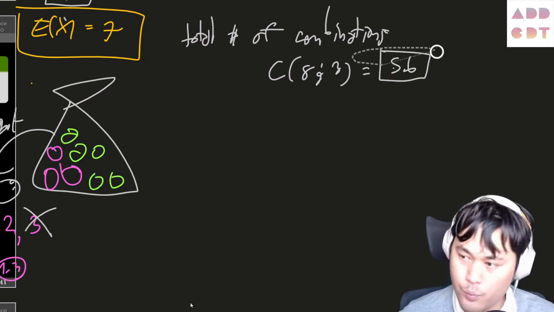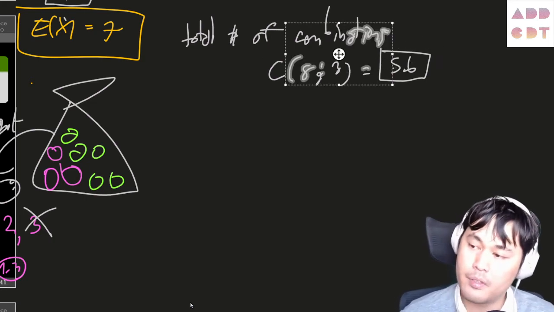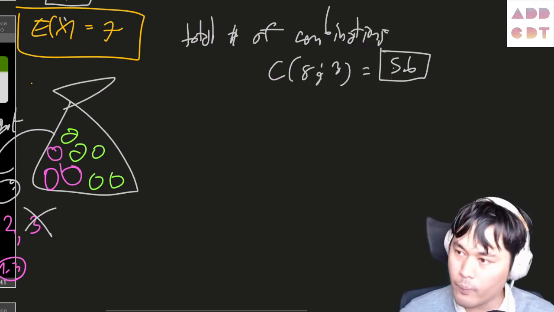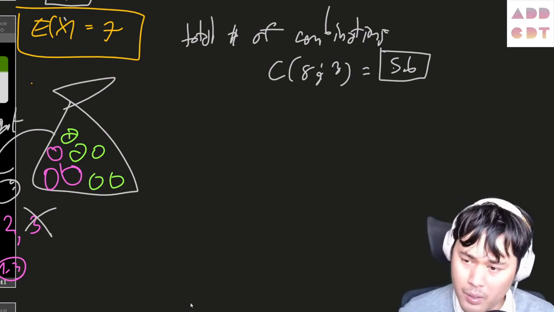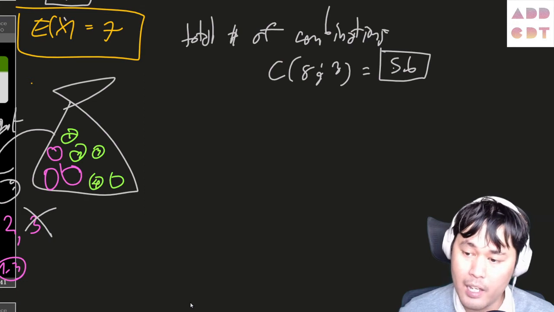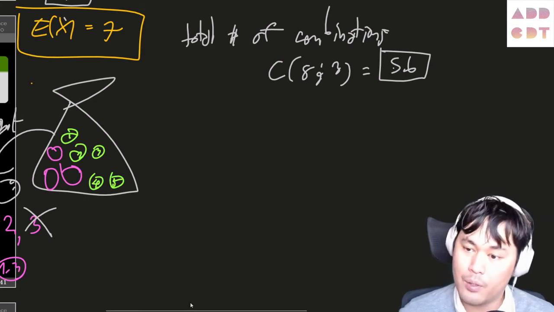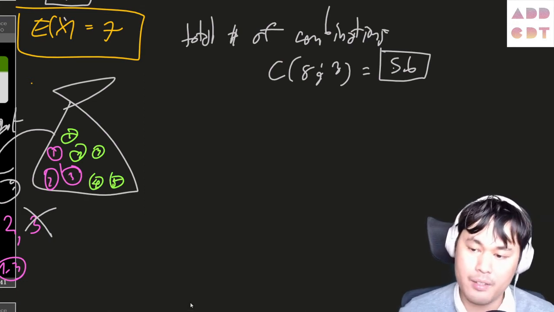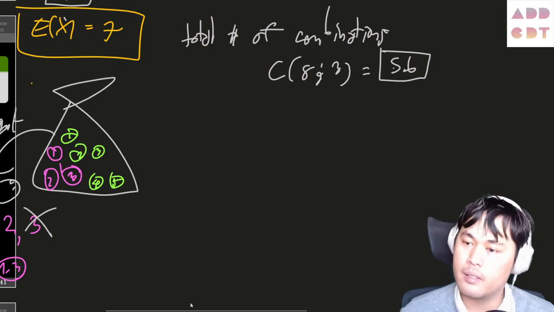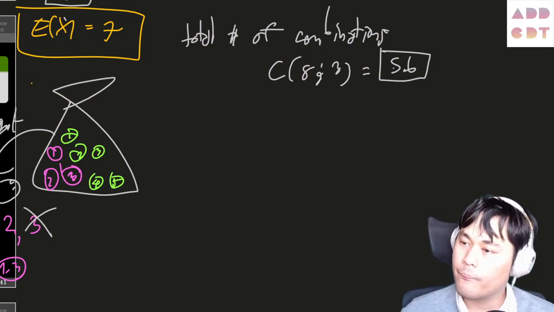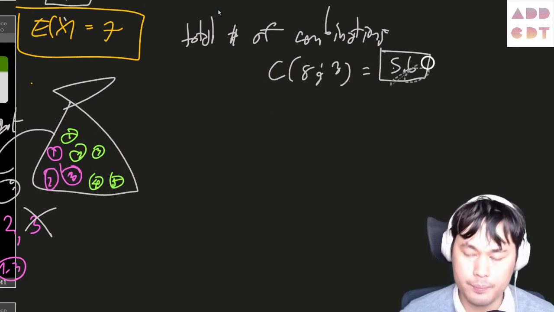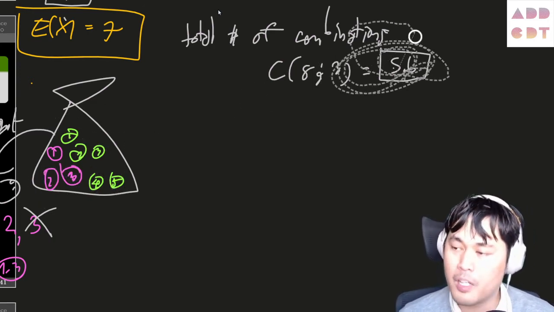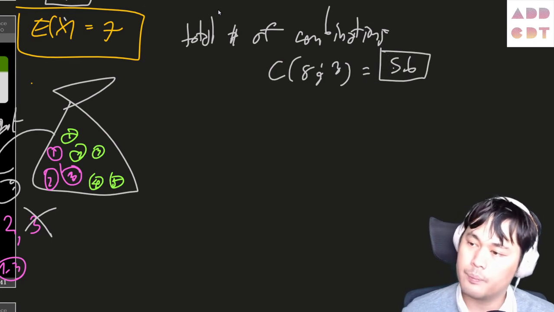So there are 56 different combinations. Oh, and we are assuming that each of these balls is labeled. Whenever you count, sometimes it is easier to imagine labels on them. Let's say they are all different, so there are 8 different balls, and the number of combinations is 56.